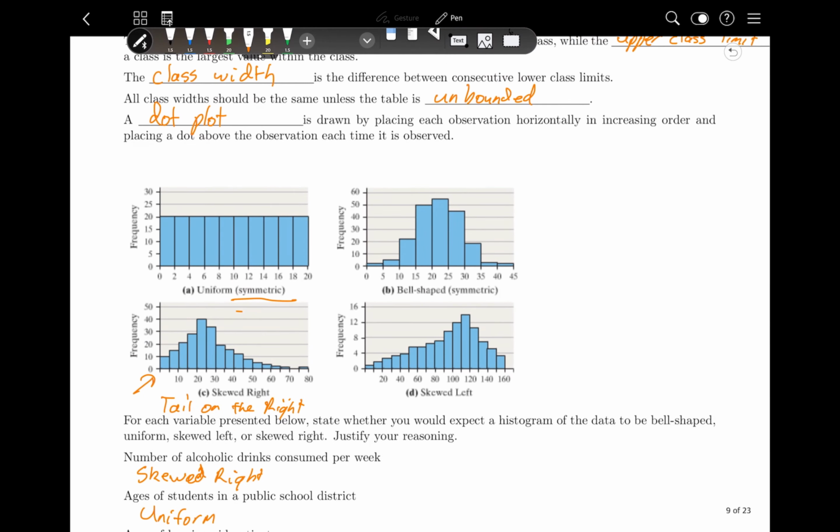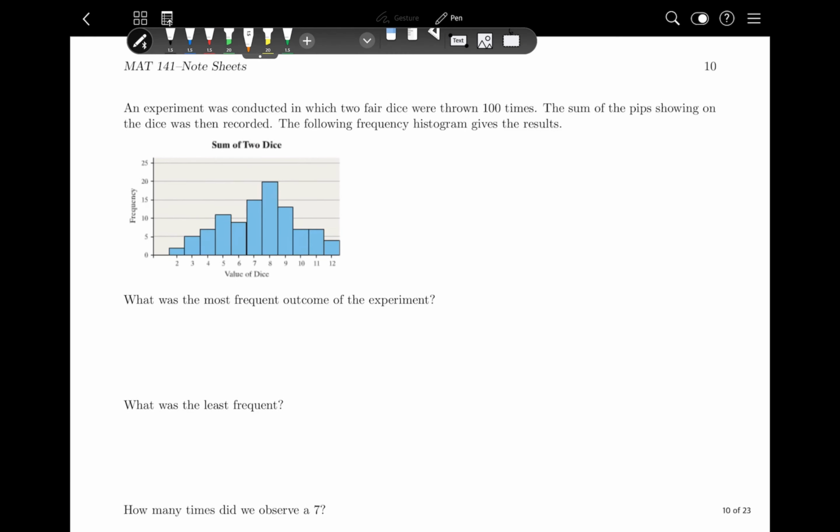So now let's look at some actual histograms. If you flip over to the next page, an experiment was conducted in which 2 fair dice were thrown 100 times. The sum of the pips, and those are just the dots, on the dice was then recorded. The following frequency histogram gives the results.